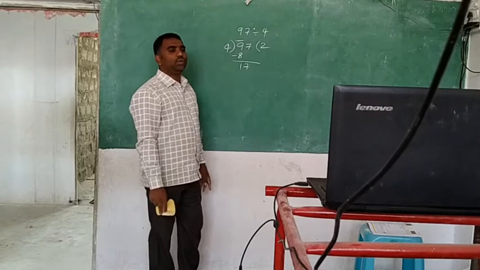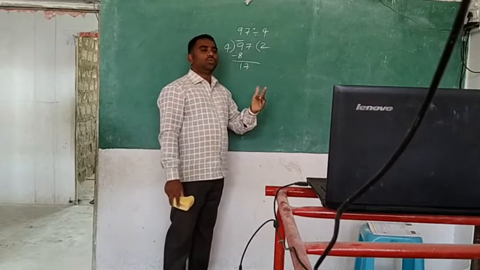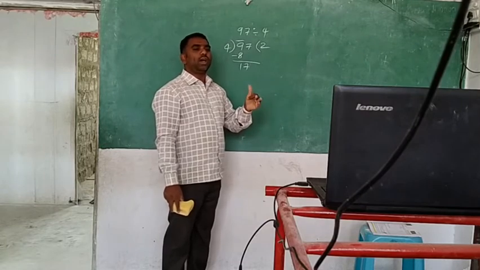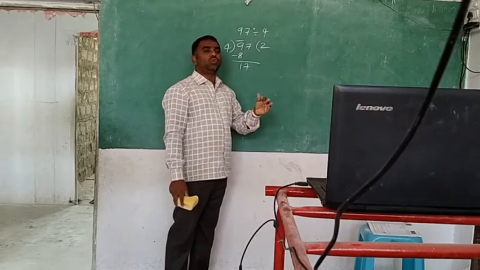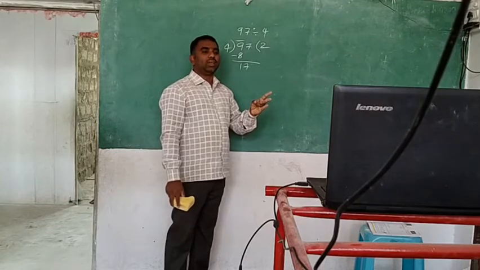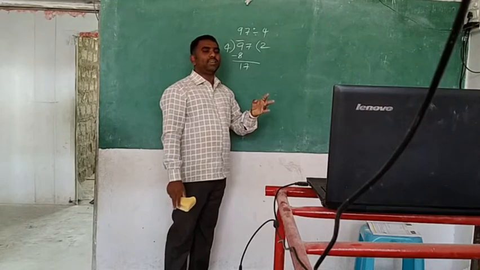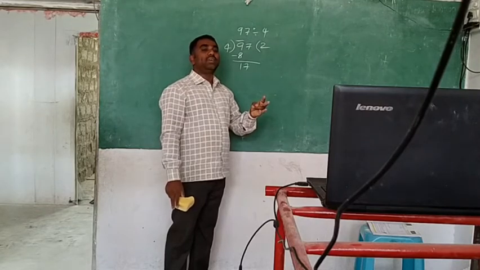No. Then what should we do? Something less. Read the table. 4 ones are 4. 4 twos are 8. 4 threes are 12. 4 fours are 16. 4 fives are 20.